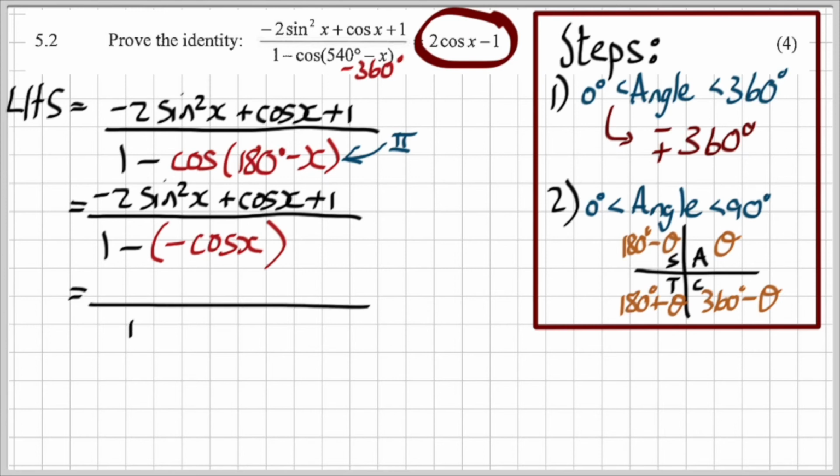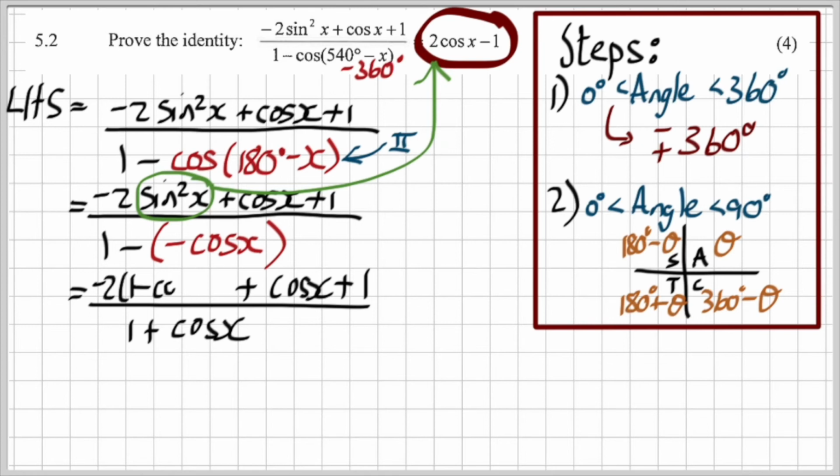So the 1 plus cos x in the denominator is fine. The cos x plus 1 at the top is fine. But the sin x is not fine. So I'm going to try and change the sin squared x into something that has cosines in it. How can I do that? Well, I can use grade 11 mathematics by making it 1 minus cos squared x.